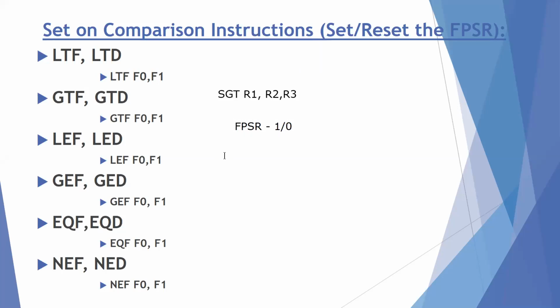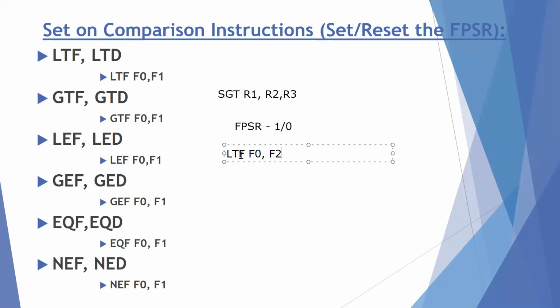I give an instruction less than floating. LTF. So this says less than floating. By default, I am talking about two floating point registers which are 32-bit in length, right? So single precision floating point operation. So this says if F0 is less than F2, what should be set or reset? Floating point status register.